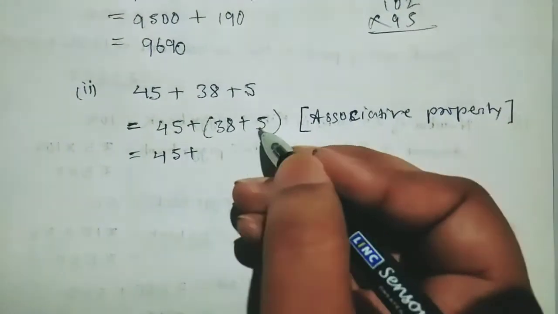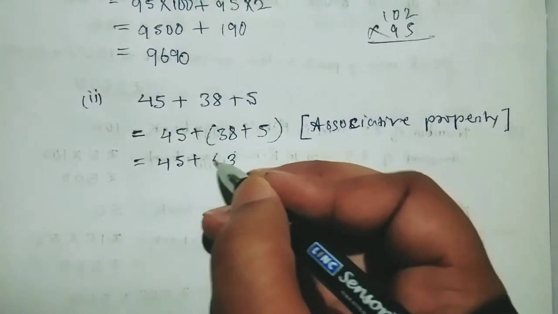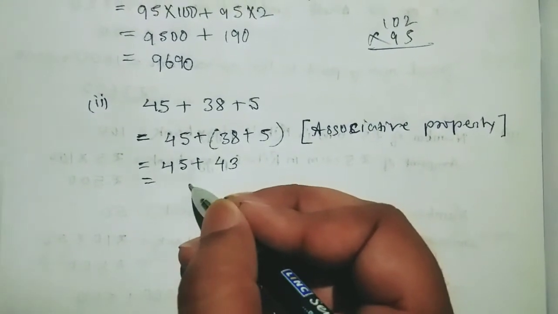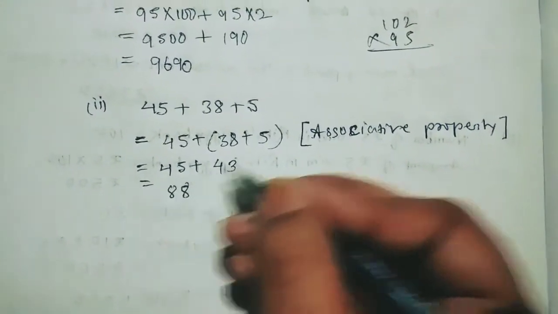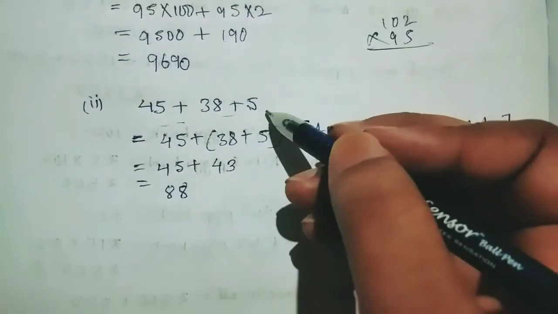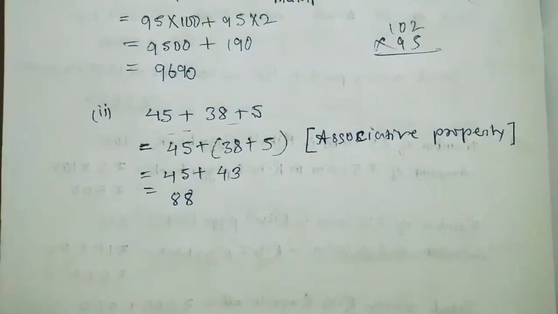Now we solve like this. 38 plus 5 is, 8 plus 5, 13, 1, then 4, 43, right? Now add it. 45 plus 43. So it is 8, and 4 plus 4, 8. 88. So in this way we have got this answer without adding all the numbers together. This is called associative property.